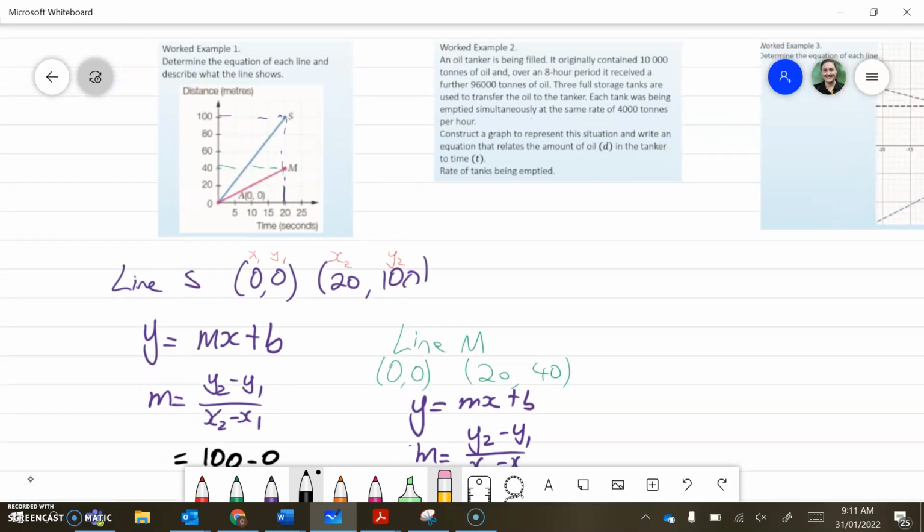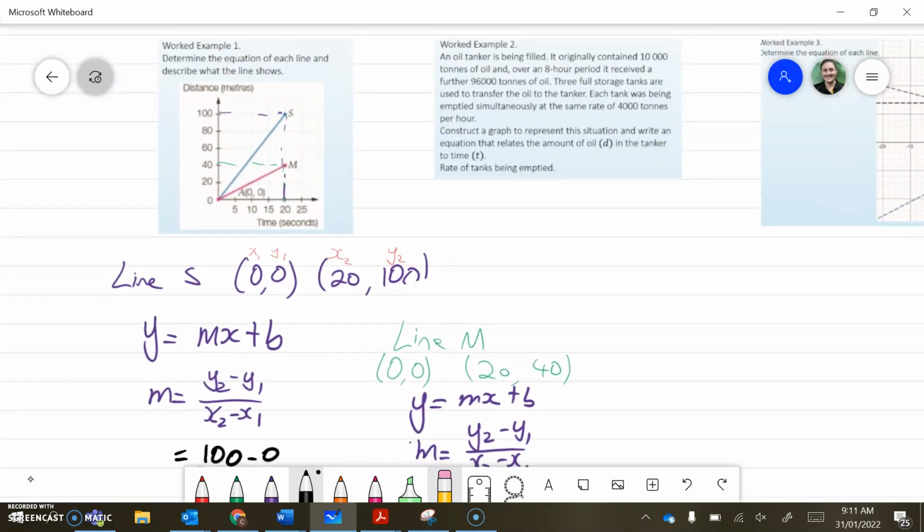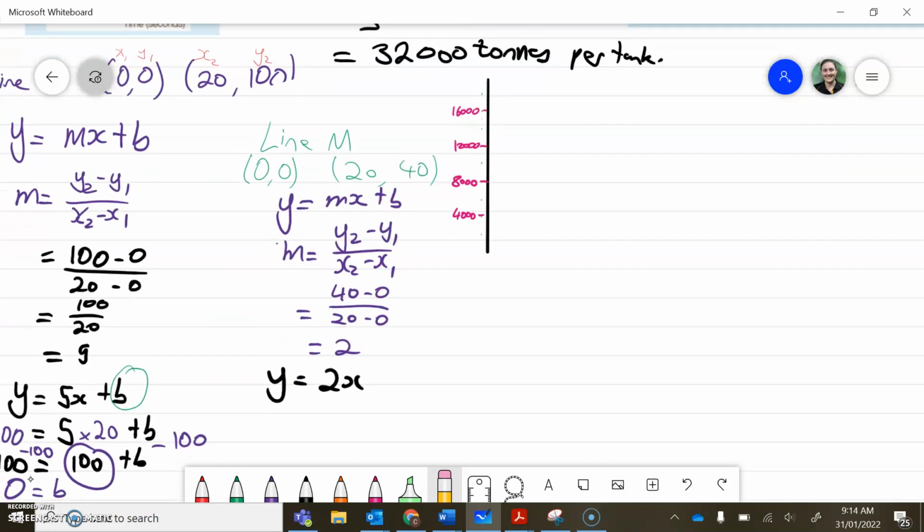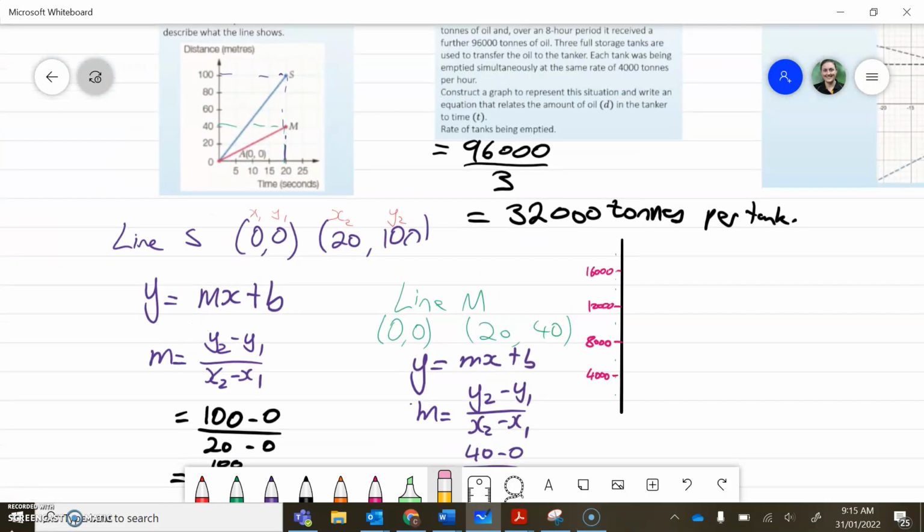The last part of this question asks you to describe what the line shows. Well, the line shows that on line M, if I travel for 5 seconds, I'm going to have travelled 10 metres. Whereas for line S, if I travel for 5 seconds, I will have travelled 25 metres.